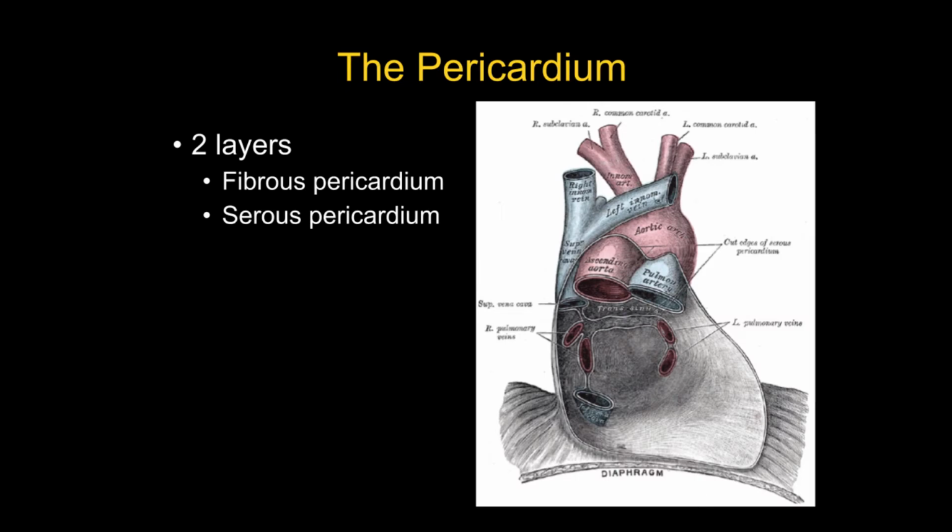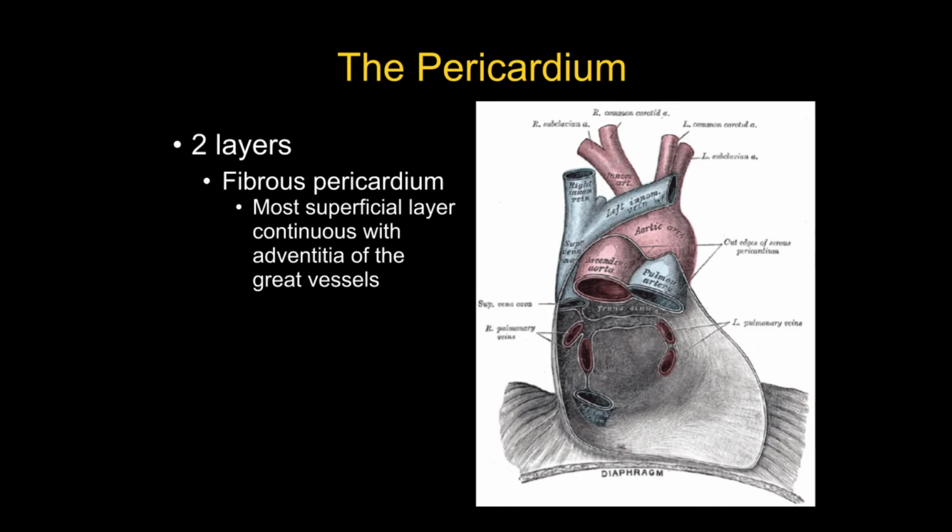Now, we can subdivide that connective tissue into two layers, one from the outside and one on the inside. So you have the fibrous pericardium and the serous pericardium. The fibrous pericardium is what we see on the outside when you're dissecting a cadaver. So it's the most superficial layer that continues on as the adventitia of the great vessels.